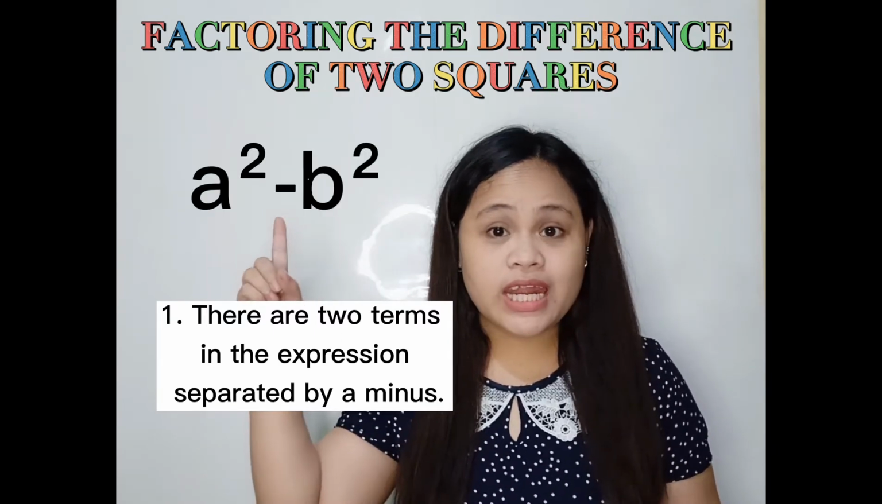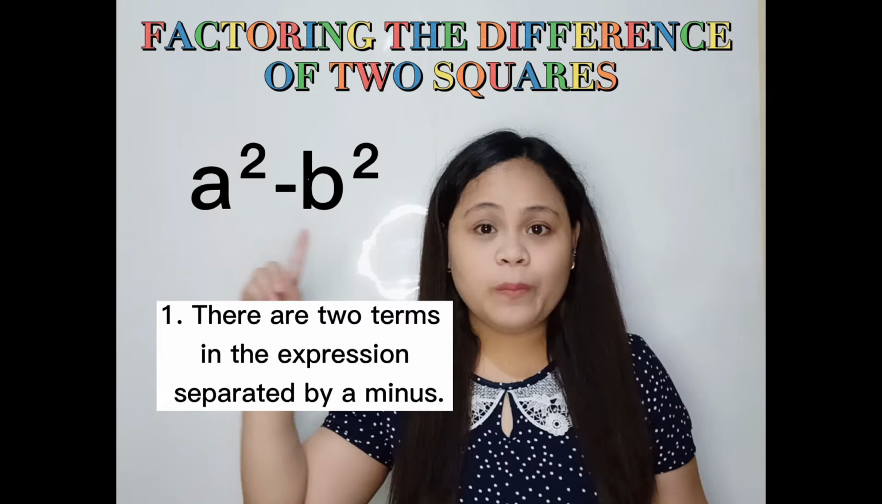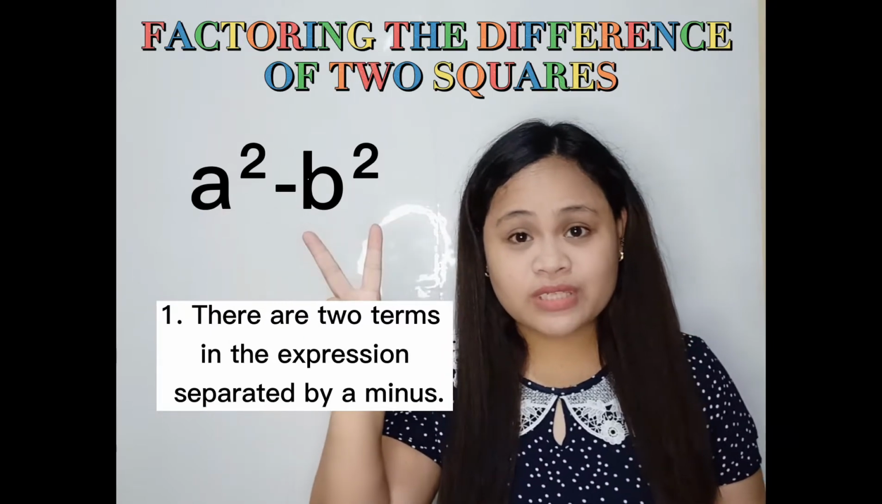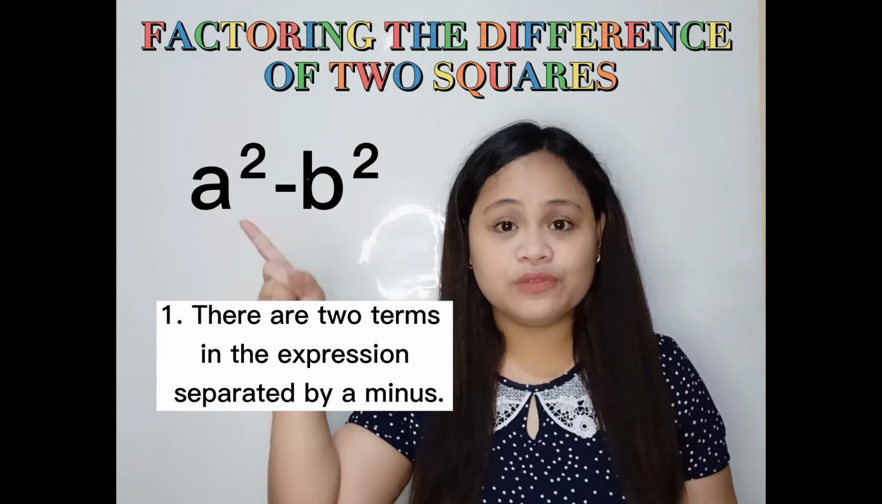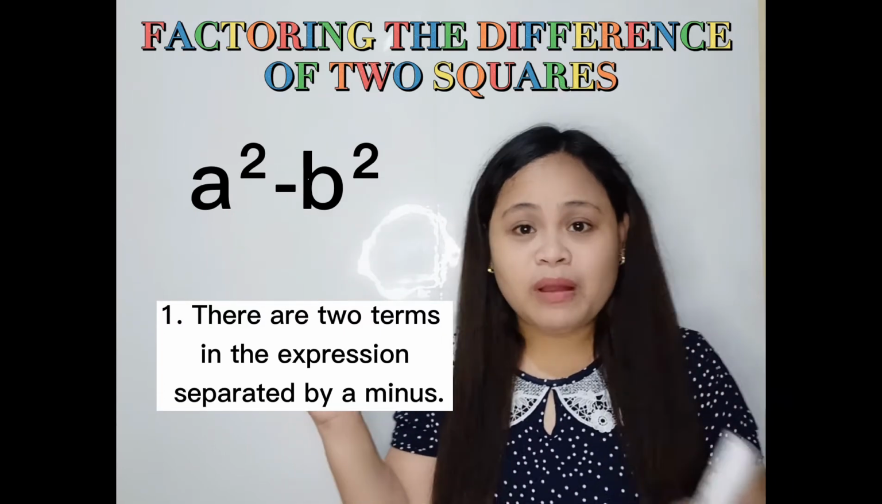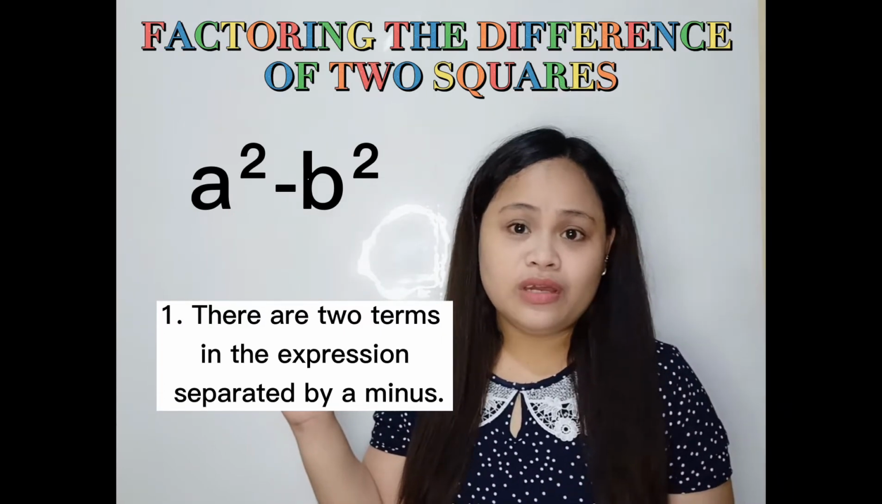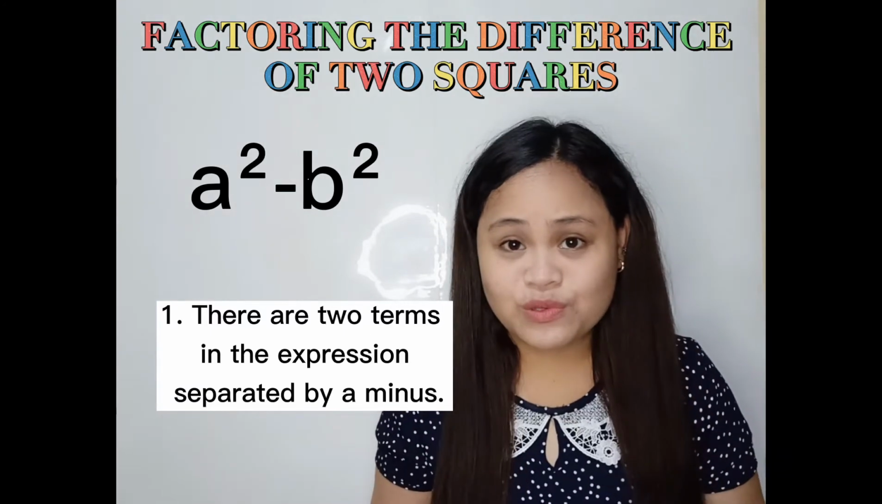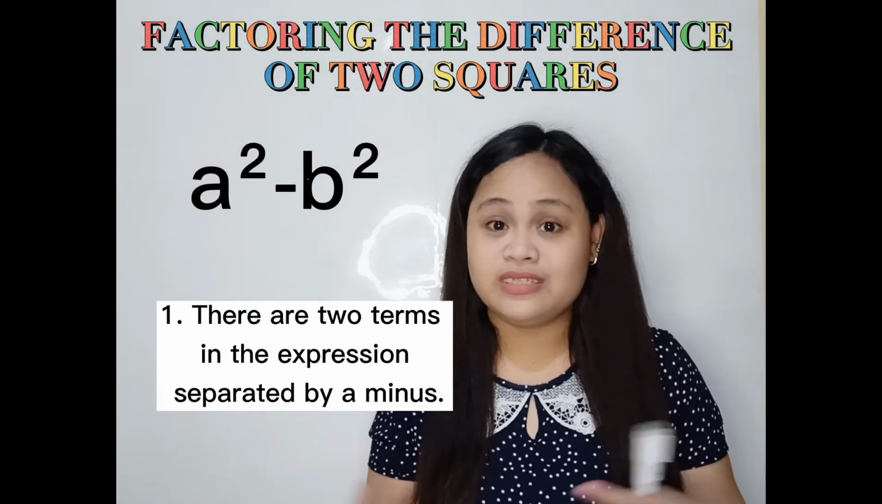Example is this one. A to the power of 2 minus b to the power of 2. Two terms yan. Yung first term, a to the power of 2. Yung second term, b to the power of 2 and separated by minus. Ma'am, paano kapag plus sign? So, it is no longer difference of two squares. That would be sum of the two squares na.